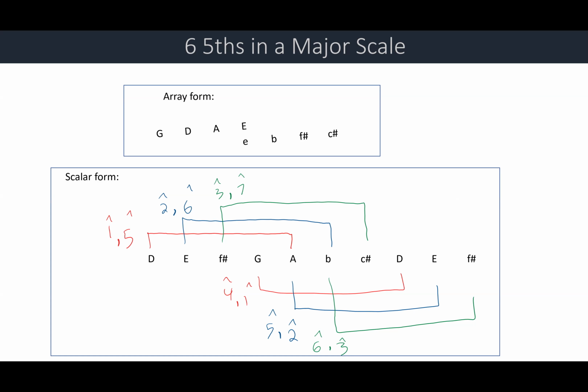In this array form, each of these pairs of notes is a perfect fifth, except that one, which is the wolf fifth. And in a scalar form, D to A is a perfect fifth, E to B is a perfect fifth. So there are six pairs of perfect fifths in a major scale. Not pure fifths, but what we call perfect fifths.